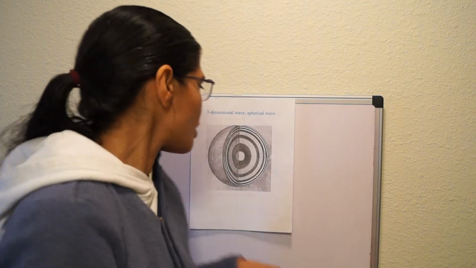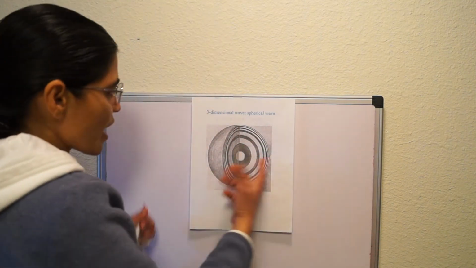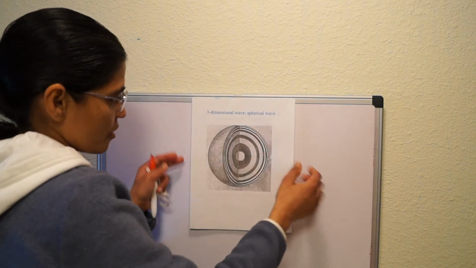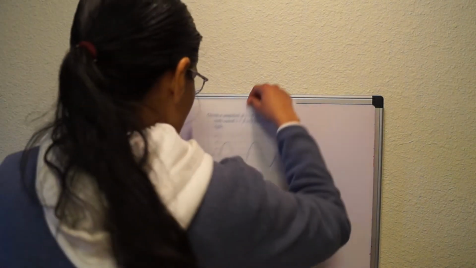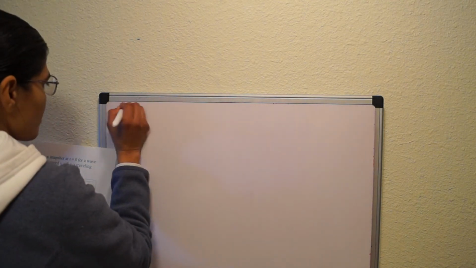For example, when there is an earthquake, the wave that is propagated we could take as a spherical wave. Okay, so assuming this was the earth. Here is an example, I'm going to draw this one.